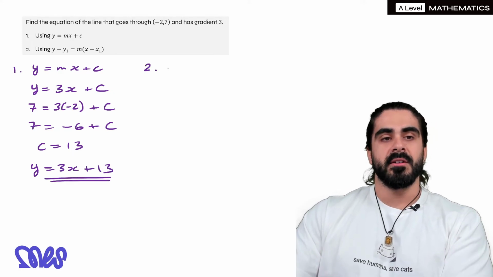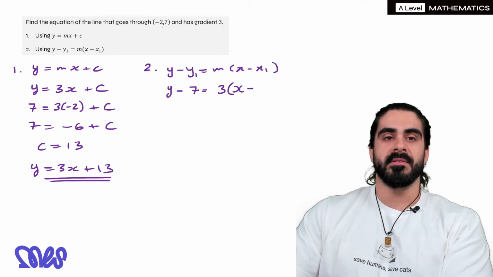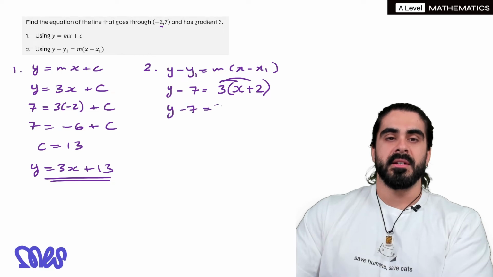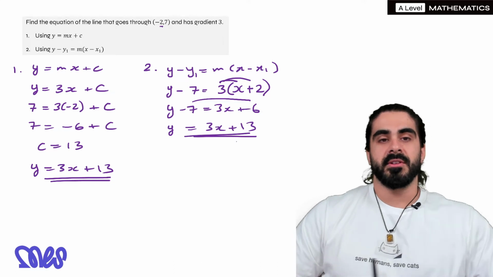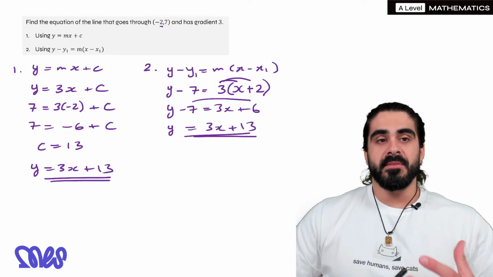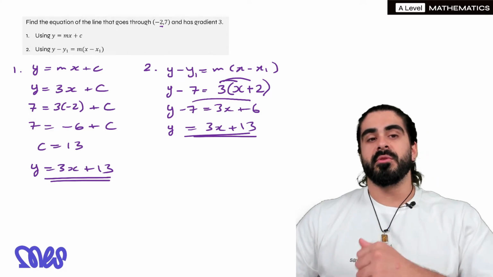Now using the second way, y minus y1 is m, x minus x1. y1 is 7. So it'll be y minus 7 is m, the gradient is 3, x minus, now x1 is minus 2 here, so the double negative makes it plus. Then all we have to do is expand. So y minus 7 is 3x plus 6, and then we add the 7 over, and we get the same answer. Now, generally speaking, this equation will require fewer steps, but it's mostly useful when we deal with fractions.